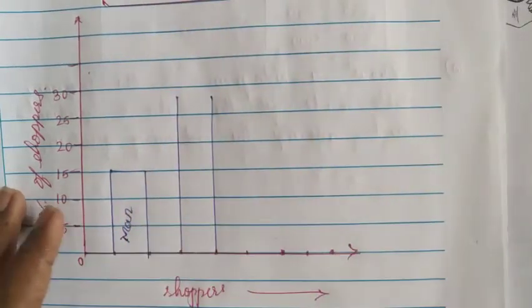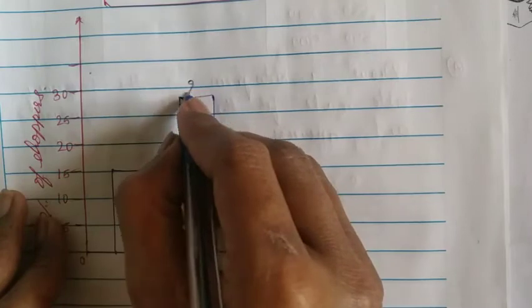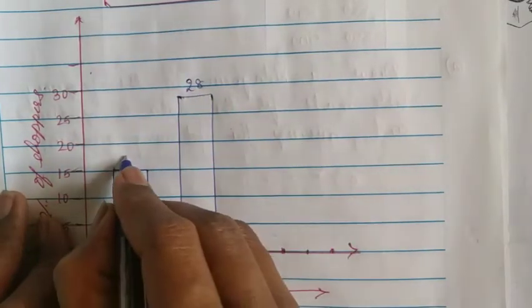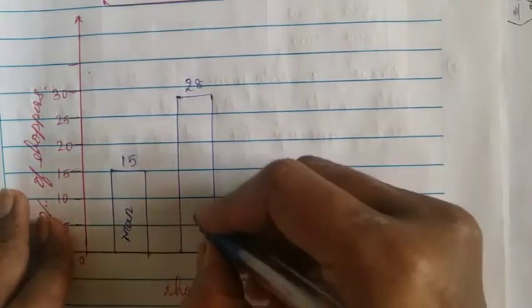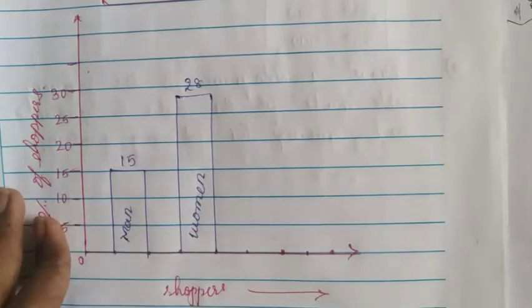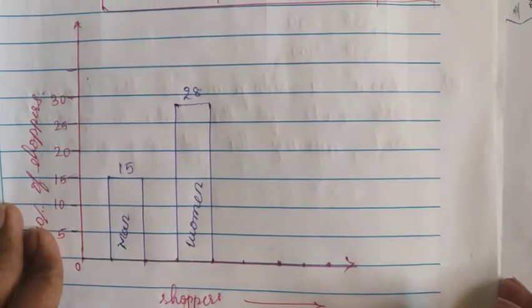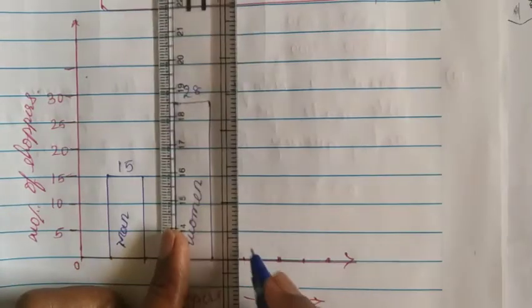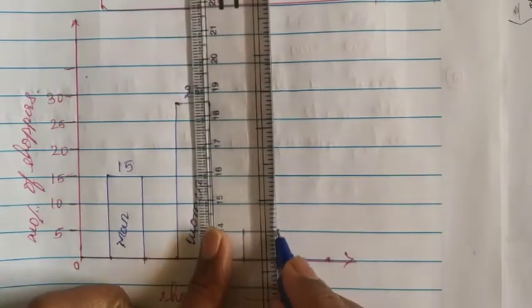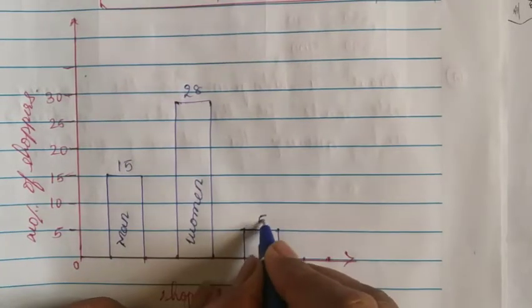We get a bar like this, and the height of this one is how much? 28. Here the man is only 15. Yes, what does this bar indicate? Woman shopper. Woman. Next, how much is the frequency? Boy frequency is only 5. Yes, now draw a bar up to the height 5. Then what does this indicate? Boy.